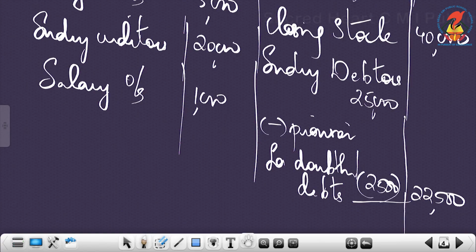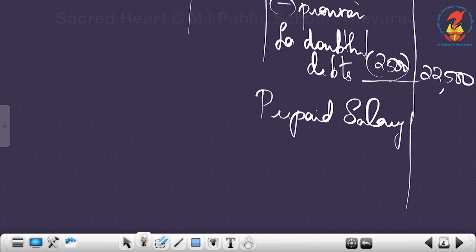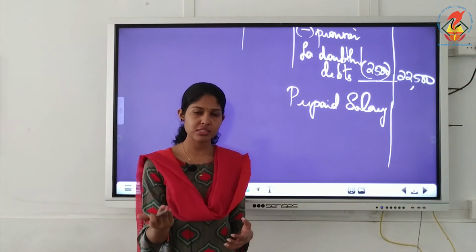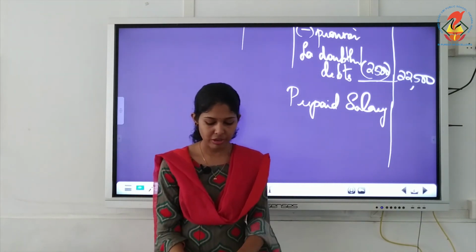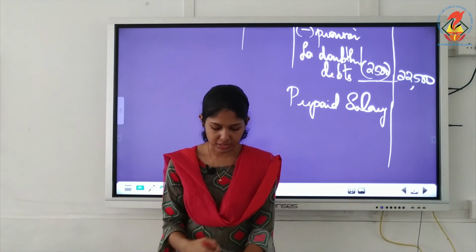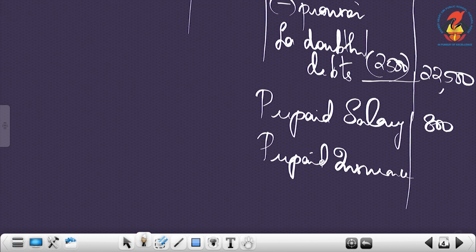Okay, now we'll read the adjustments once again. We have prepaid salary, which is an asset. The other side of trial balance we didn't refer because credit side means assets will not be having credit balance. So no need to refer the credit side when you write the asset side. So prepaid salary is 800. Then we have prepaid insurance, 2000.